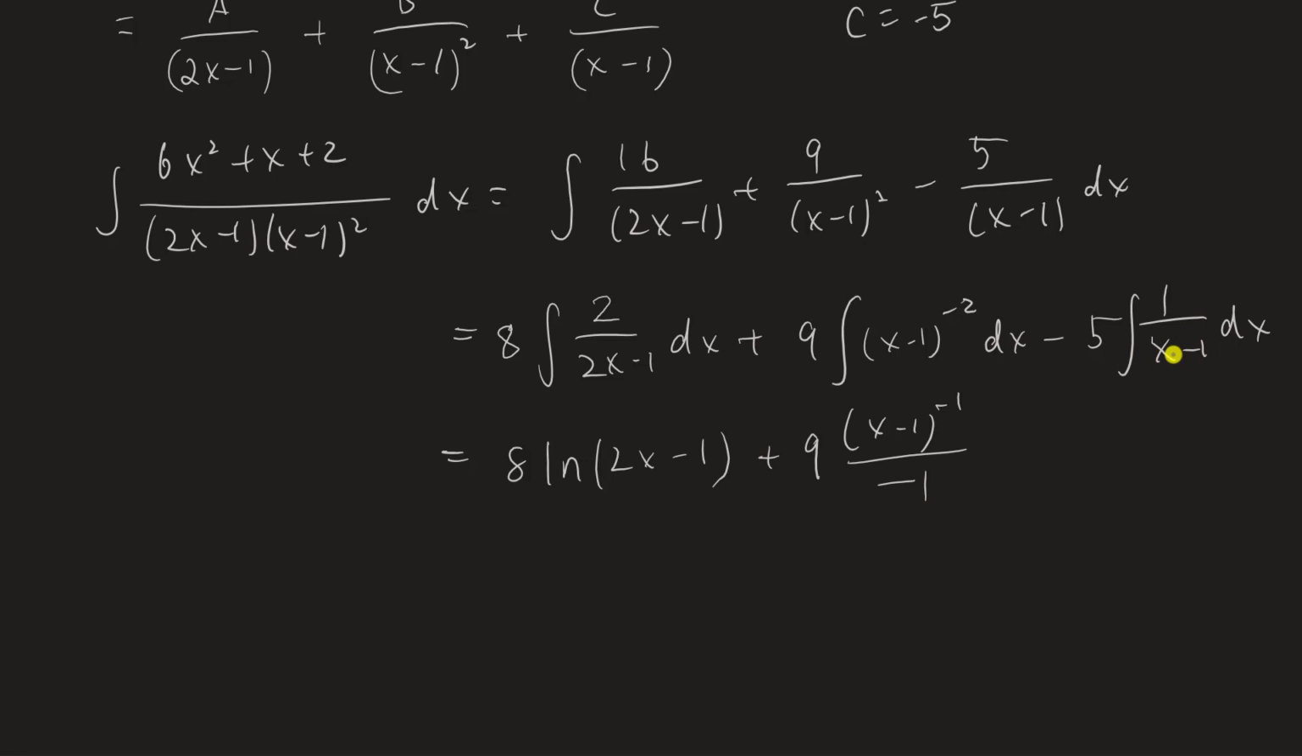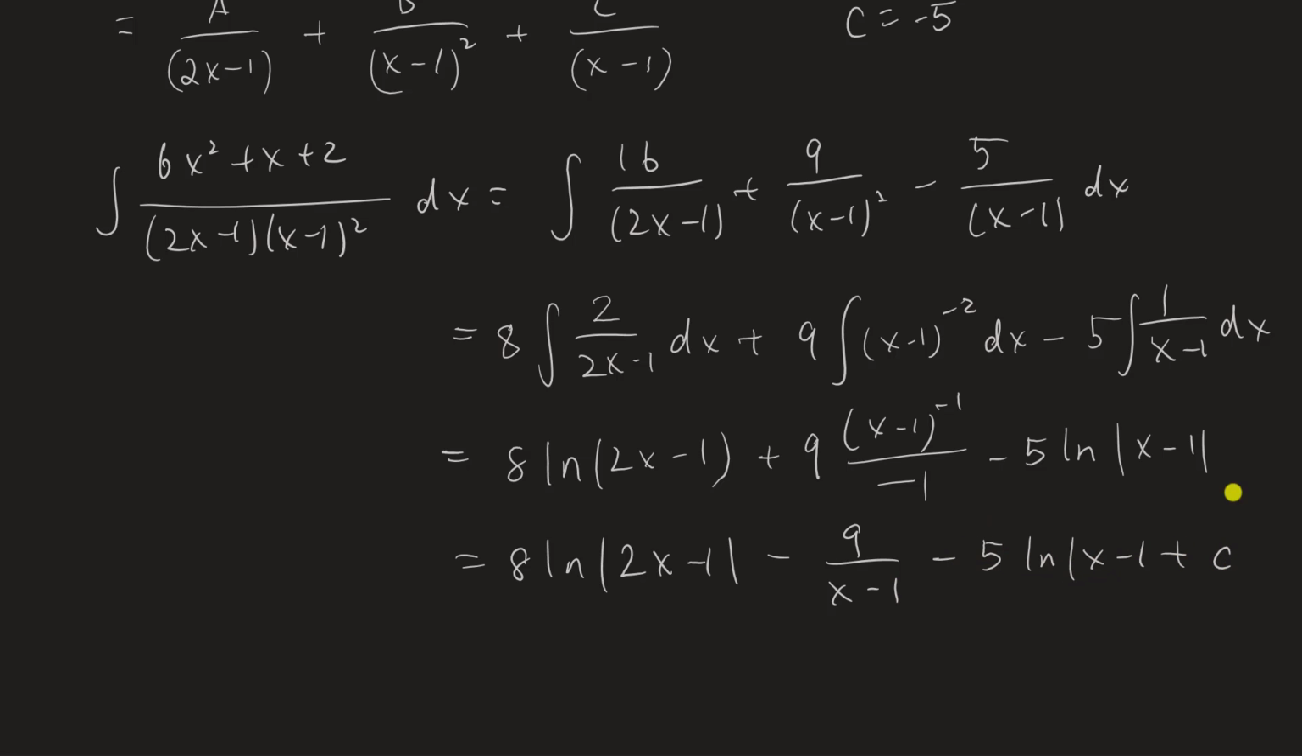This, because it's power 1, once again we have to make use of ln. Differentiation on the bottom is just 1, it's already on top. So this is in the perfect form for ln fx. Simplifying this will give us 8 ln 2x minus 1 minus 9 over x minus 1 minus 5 ln x minus 1 plus c. That's it for the first part, rather easy after you have done the partial fraction.